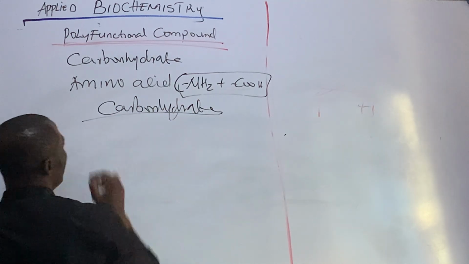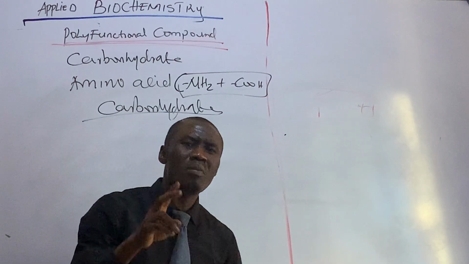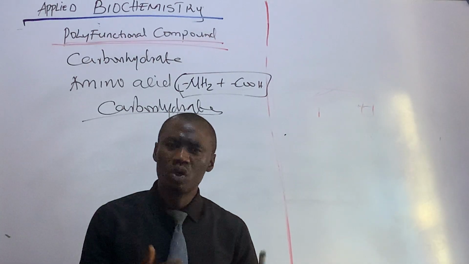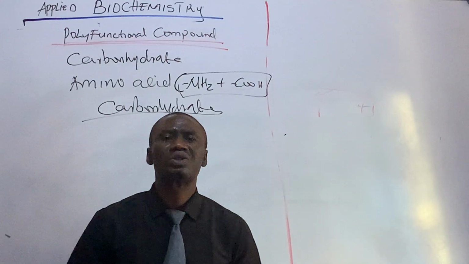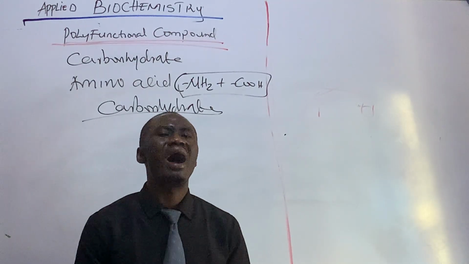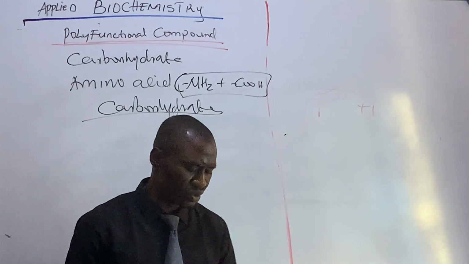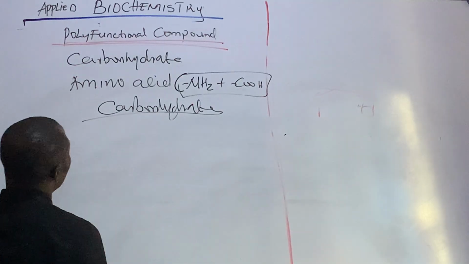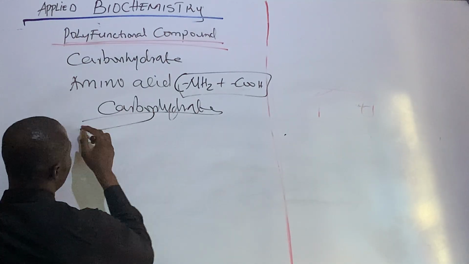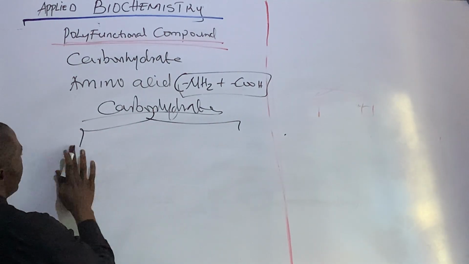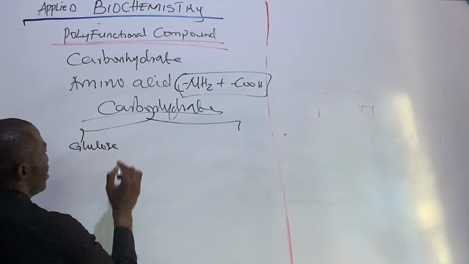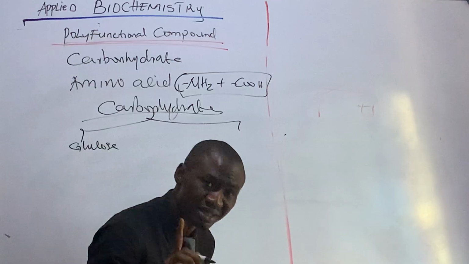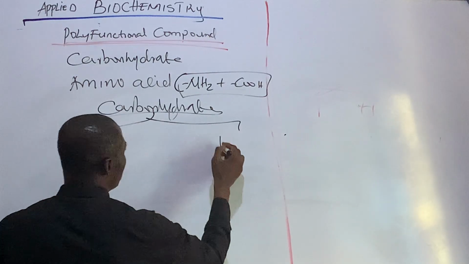We're going to be dealing with two major monomers of carbohydrate, which are glucose and fructose. With that, we used to teach you what we mean by polyfunctional compound. For instance, the carbohydrate monomers we're using are glucose, remember, this is a disaccharide, and fructose.